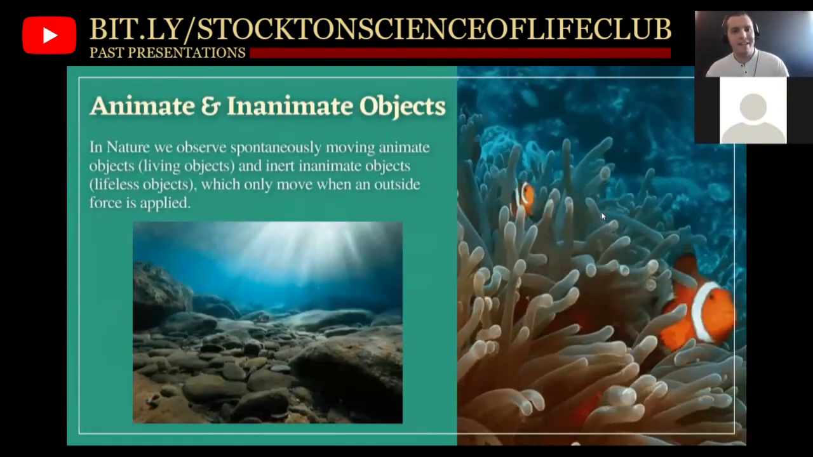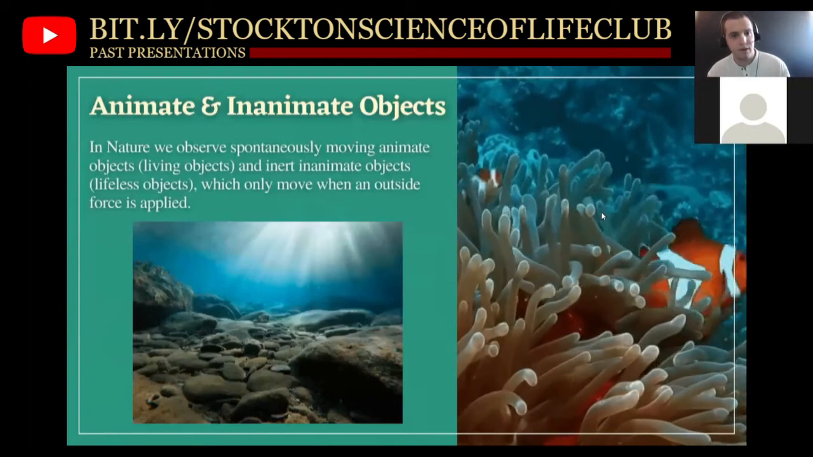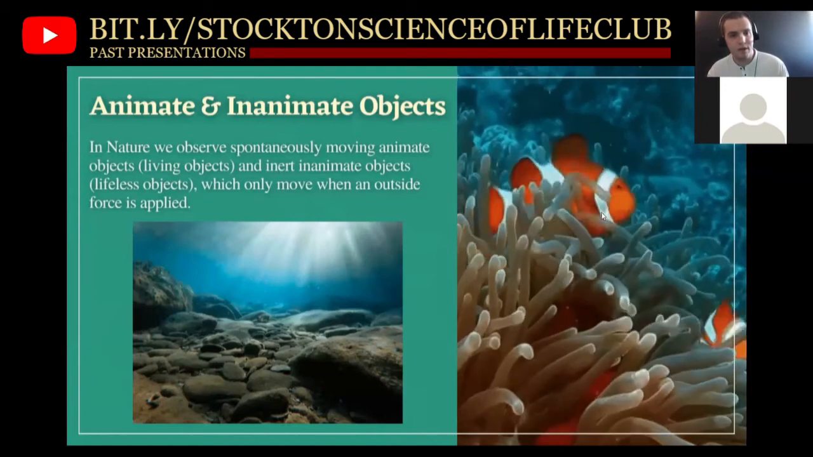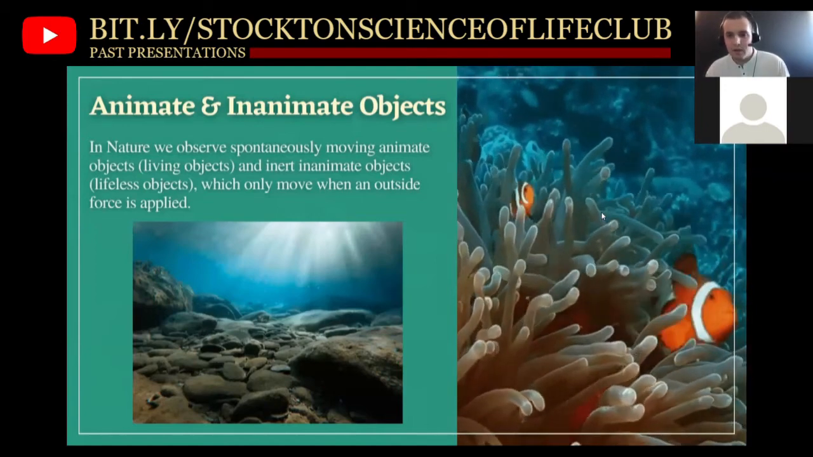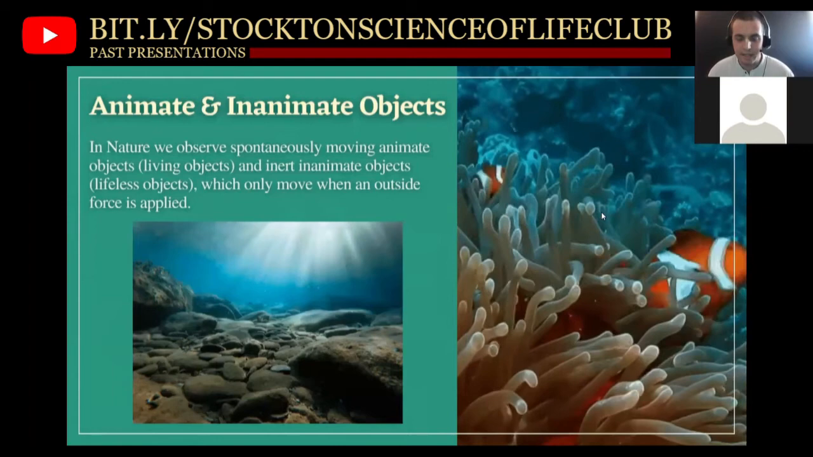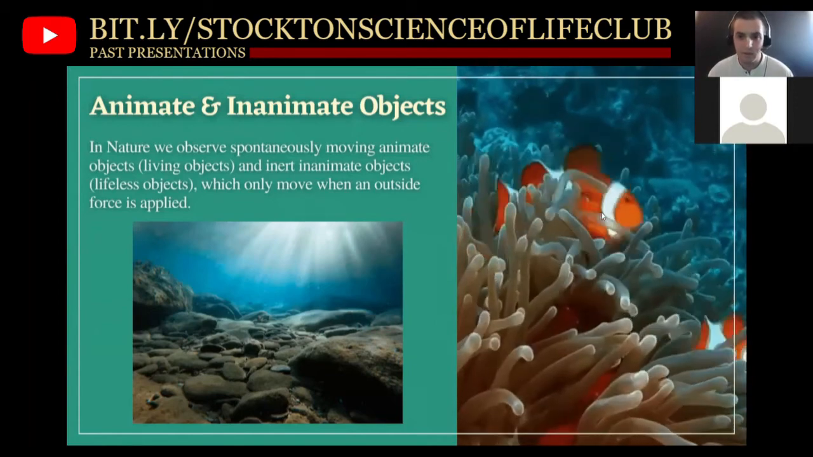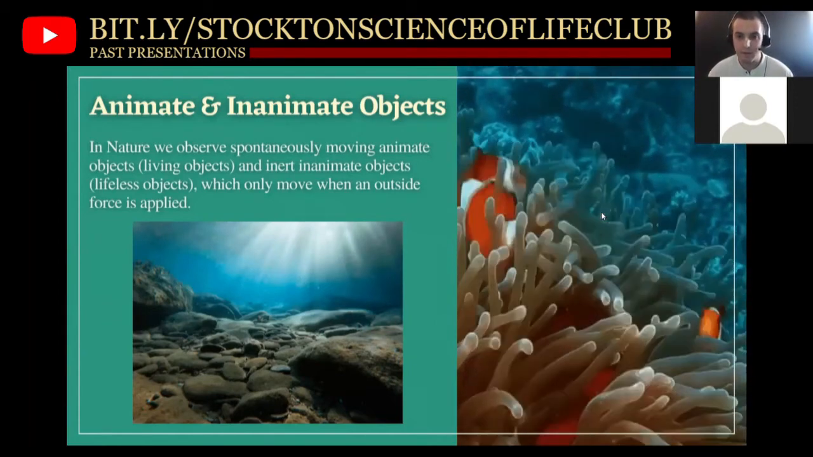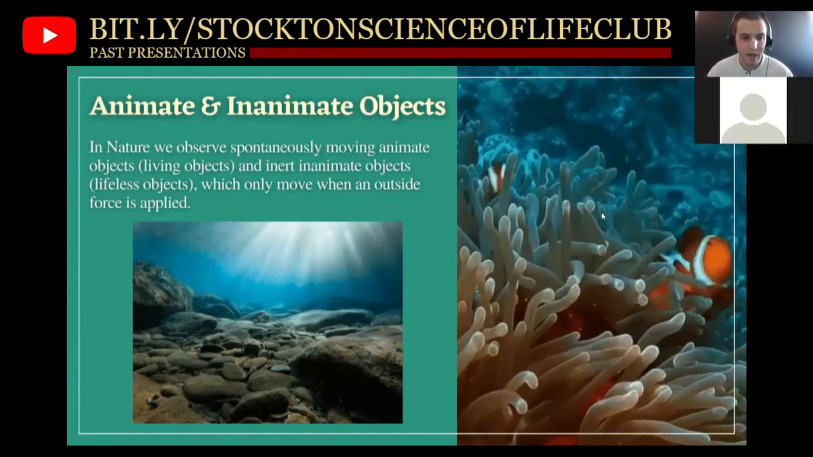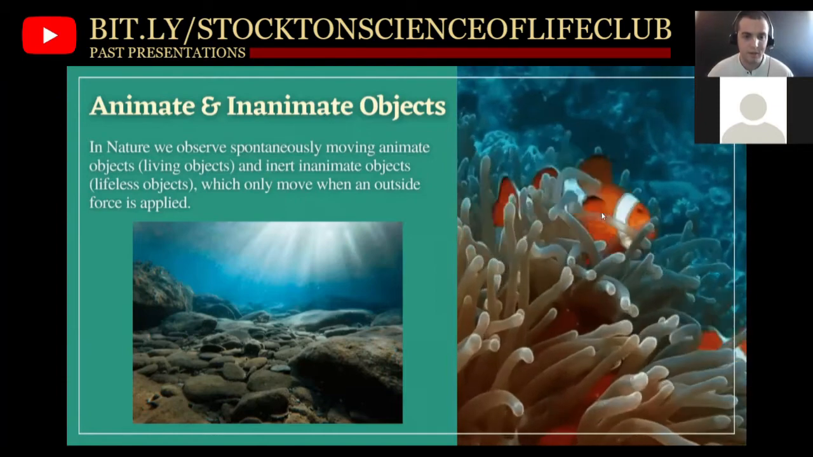So, animate and inanimate objects. In nature, we observe spontaneously moving animate objects, called living objects, and inert inanimate objects, lifeless objects, which only move when an outside force is applied. So here we can clearly see a clownfish, a living object moving spontaneously due to different desires. Could be playful, it could be looking for food, it could be for mating. So many different desires a living organism has that causes it to move spontaneously. And then we also have rocks on the bottom of the ocean floor that only move when an external force is applied to them.